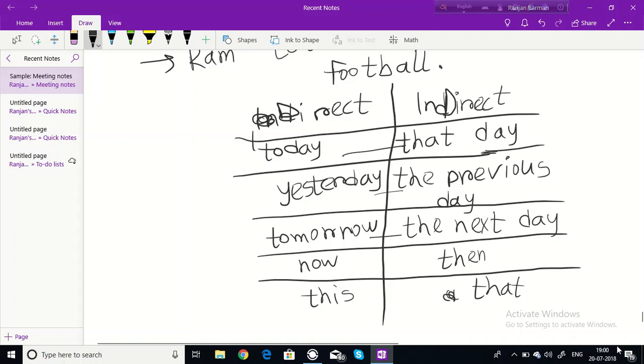Yes, and in the sentence we should use this, because these are the rules, and if we don't remember this, then we should remember today and now this. If we remember today and forget yesterday, then we should think that today in indirect form becomes that day, and yesterday is the previous day of today, so then we can write the previous day, and tomorrow, the next day.